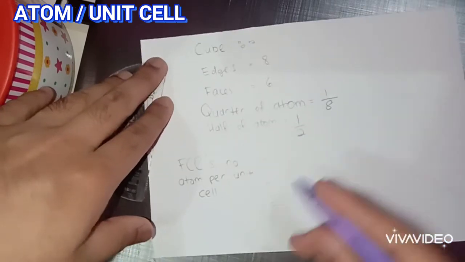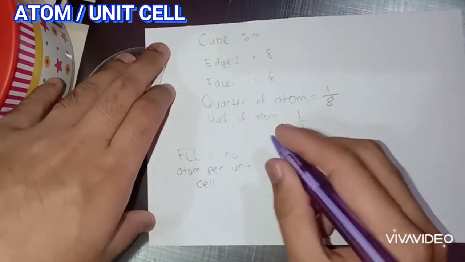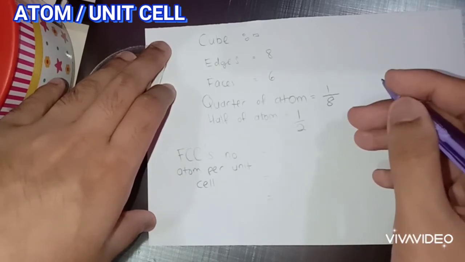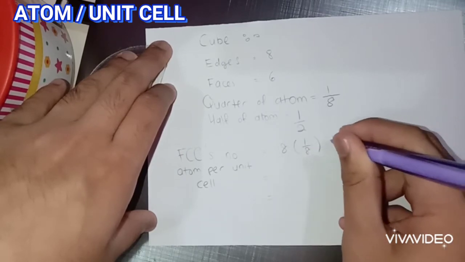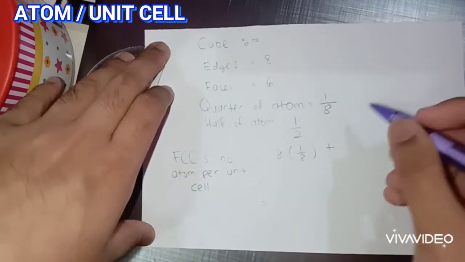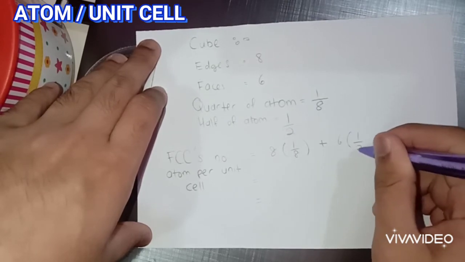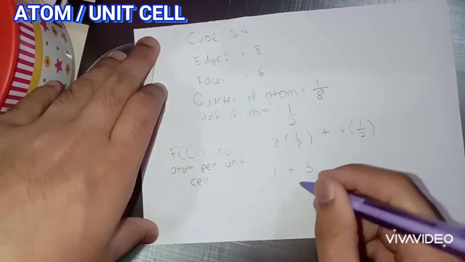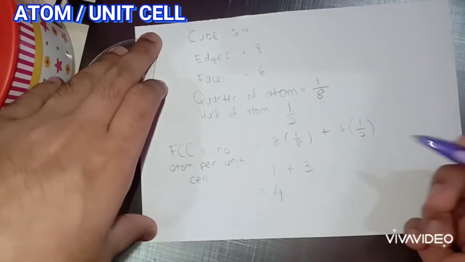So we calculate this. The FCC number of atoms per unit cell is the edges times the proportion of atom in the edge, which is 8 times 1 over 8, plus the faces times the proportion of each face, which is 6 times half. We will get 1 plus 3. So 1 plus 3, we get 4 atoms per unit cell.